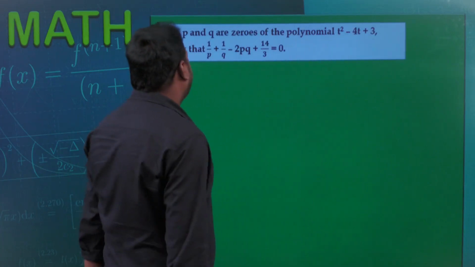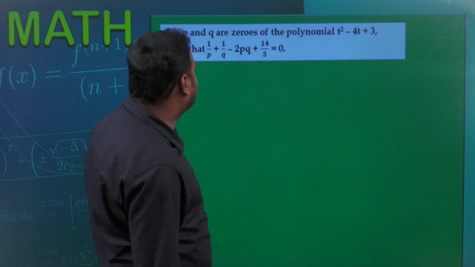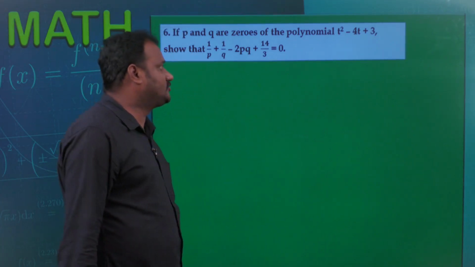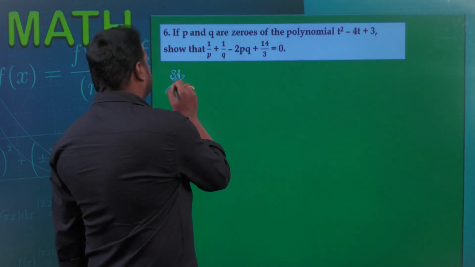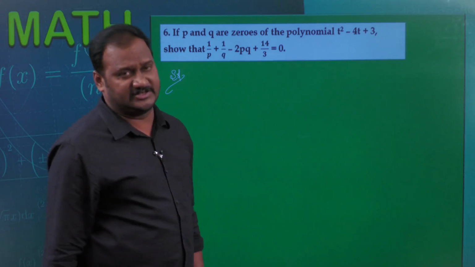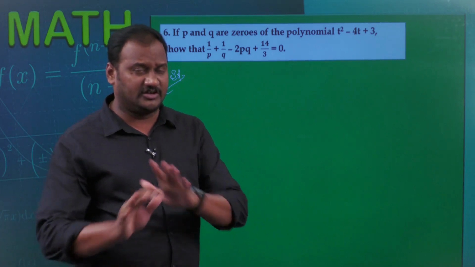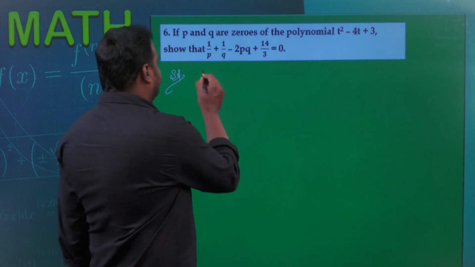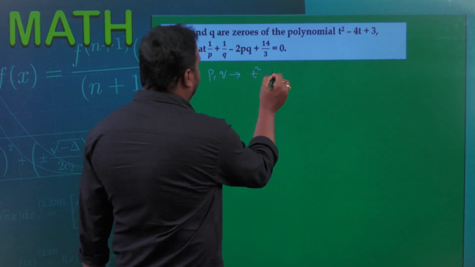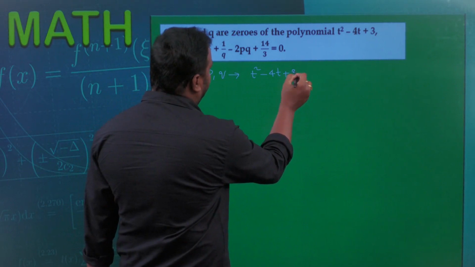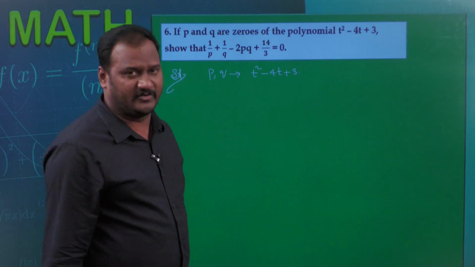Next, if p and q are zeros of the polynomial t square minus 4t plus 3, then show that 1 by p plus 1 by q minus 2pq plus 14 by 3 is equal to 0. See, when two zeros are given, I already told you, if alpha and beta are zeros of the polynomial, please don't try to find out the value of alpha and beta individually. There is no use of finding them. Here, p and q are zeros of the polynomial t square minus 4t plus 3. Of course, if you find out zeros, you will definitely get zeros of the polynomial, but it is not required.